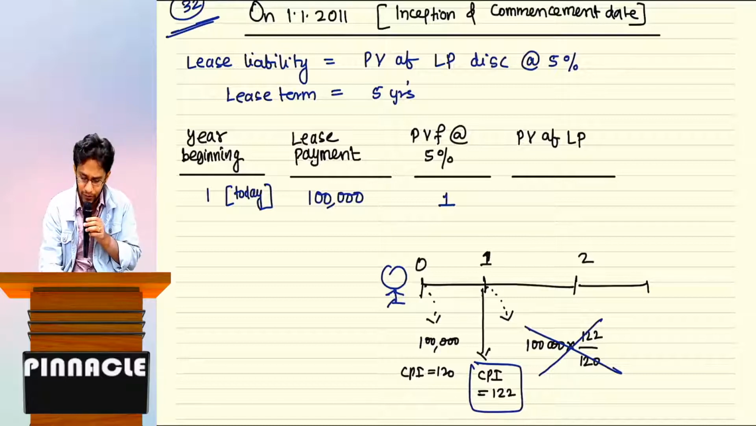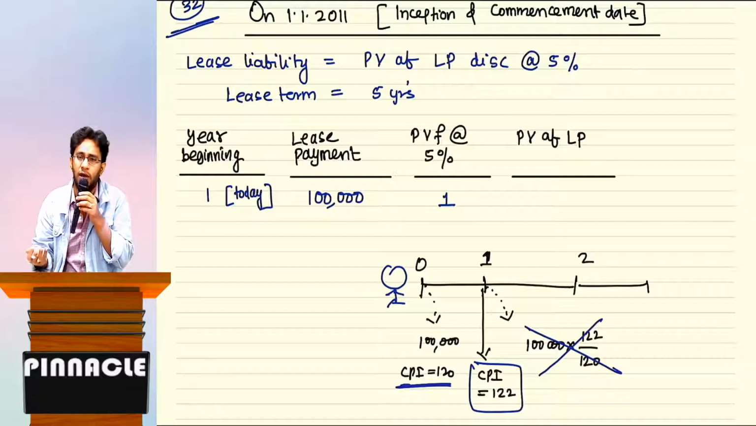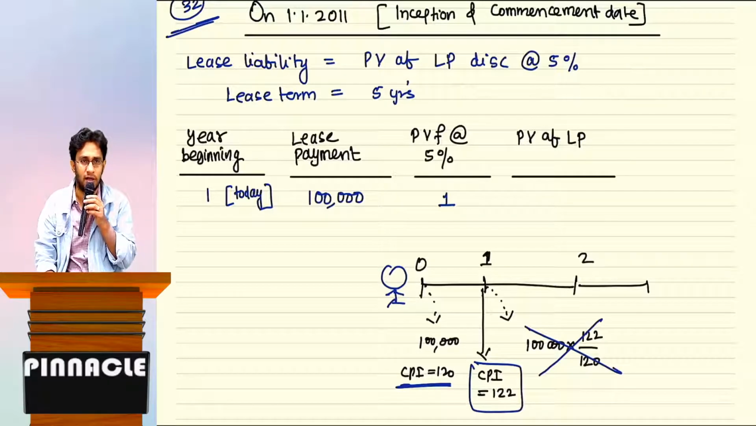Correct, sir? What is today's CPA? 120. If every year it is 120 only, then how much lease rent will I pay? 1 lakh I will pay. So for 5 years you have to take 1 lakh only. Did you understand, sir?